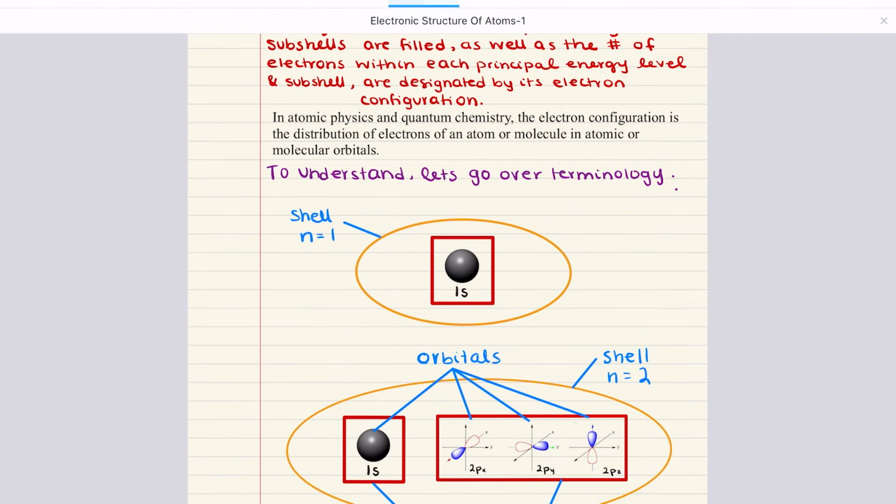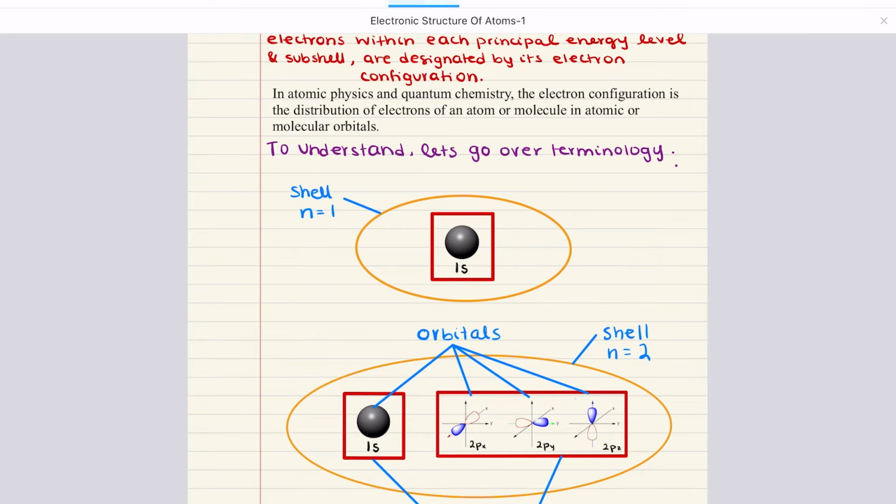Let's first start with shells. Shells are the primary energy levels of an atom, and they're defined by the principal quantum number n. This figure here shows two such shells. We have the innermost shell, n equals 1, which is the closest to the nucleus and it has the lowest energy. And then we also have the next shell, n equals 2, which is at a higher energy level and farther from the nucleus. Each shell can hold a larger number of electrons as n increases, accommodating them within subshells and orbitals that exist at that energy level.